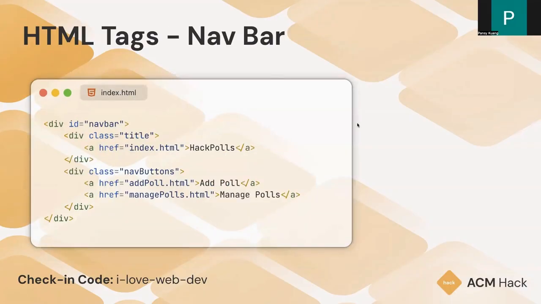So next we have a nav bar, which is a really common part of many websites, the navigation bar, where you can see different parts of the website and it helps you navigate to different pages of the website. So here you can see a large outer div with the ID of navbar. And then inside you have the title and the nav buttons. In this case, it's to add a poll and manage polls.